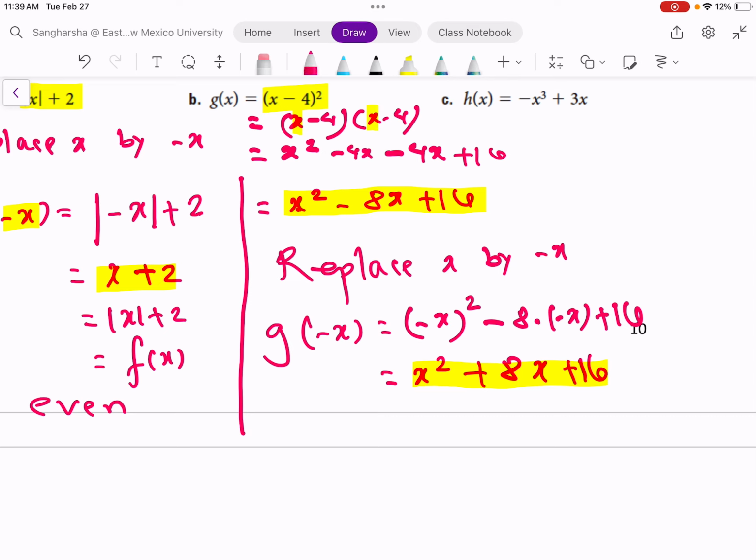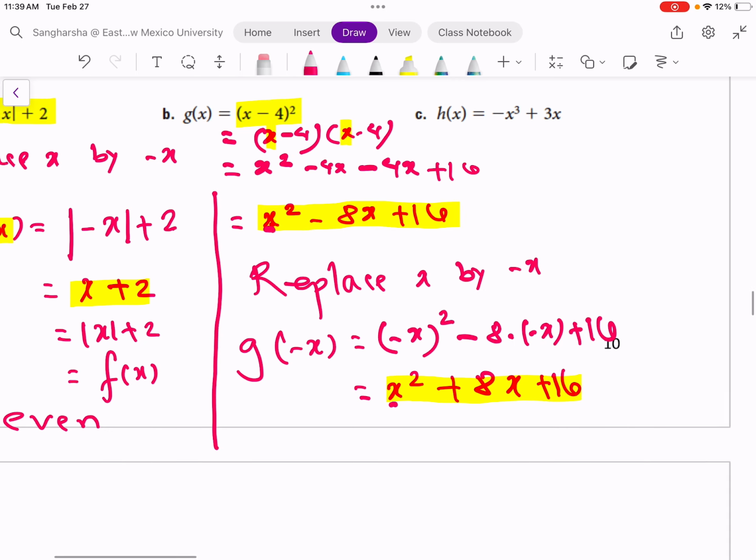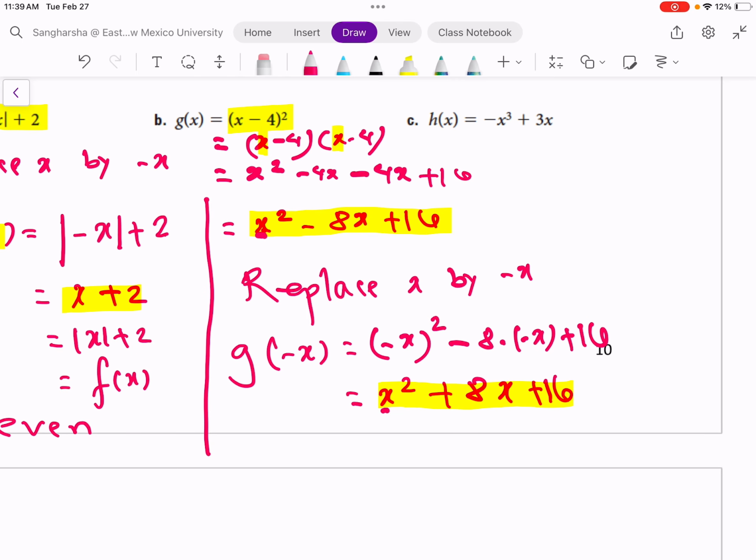What about odd? Is this an odd function? To be an odd function, it has to have exactly opposite signs. Here we have a positive x squared, but it should be the exactly opposite sign to be odd. So this is neither even nor odd. So it's not even, it's not an odd function.